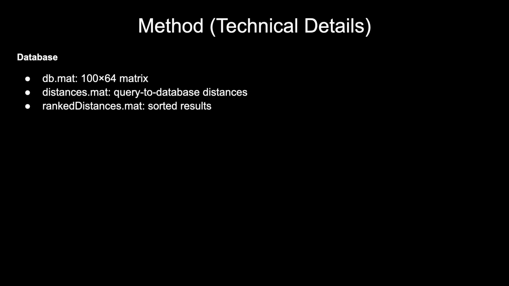Coming to data management, we save the histograms in db.mat, the raw distances in distance.mat, and the ranked results in ranked distances.mat. This allows us to reuse the results for analysis and visualization without recomputing everything.